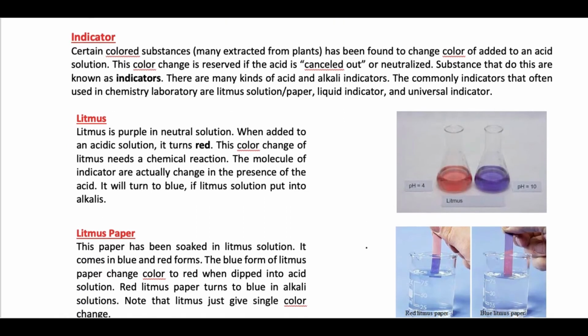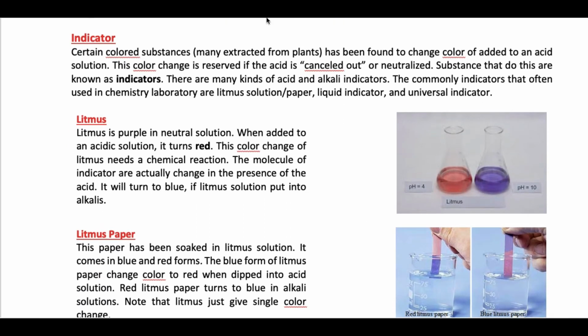Now, indicator. Certain colored substances, many extracted from plants, have been found to change color if added to an acid solution. This color change is reversed if the acid is cancelled out or neutralized. Substances that do this are known as indicators. There are many kinds of acid and alkali indicators. The indicators commonly used in the chemistry laboratory are litmus solution or paper, liquid indicator, and universal indicator.